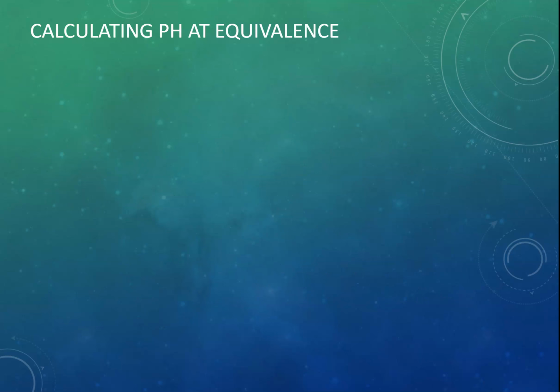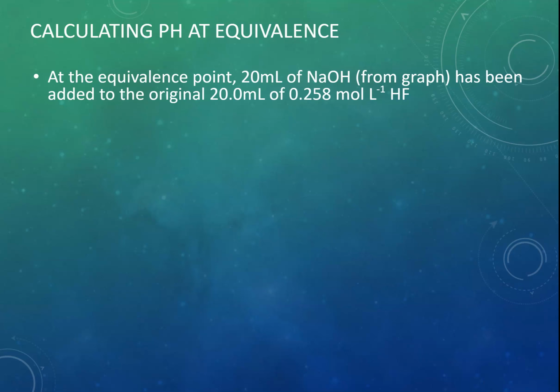Now, I want to show you how you calculate the pH at the equivalence point in this situation, although that wasn't the question that was asked. So, at the equivalence point, we've added 20 mL of sodium hydroxide to the original 20 mL that we started with. So we've now got a total volume of 40 mL. That means we've got basically a 1:2 dilution going on.